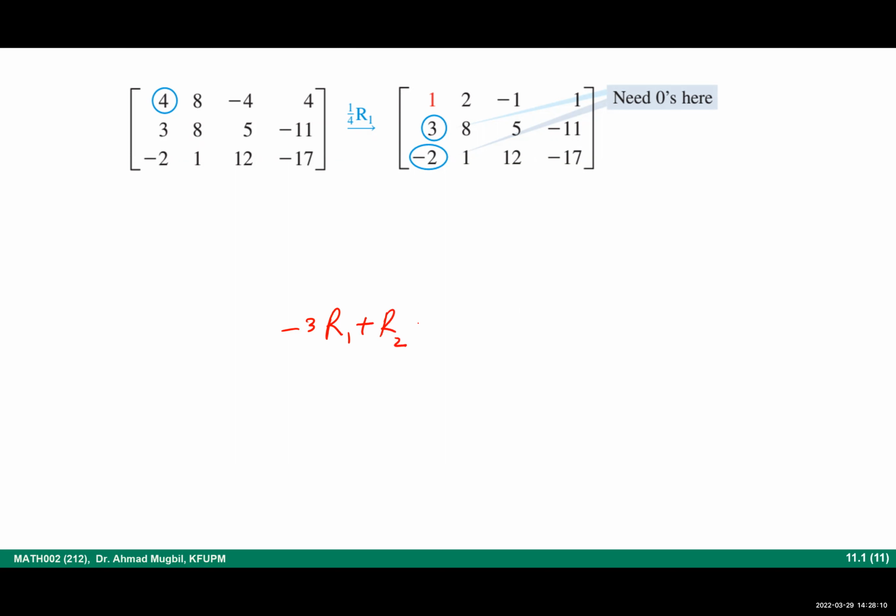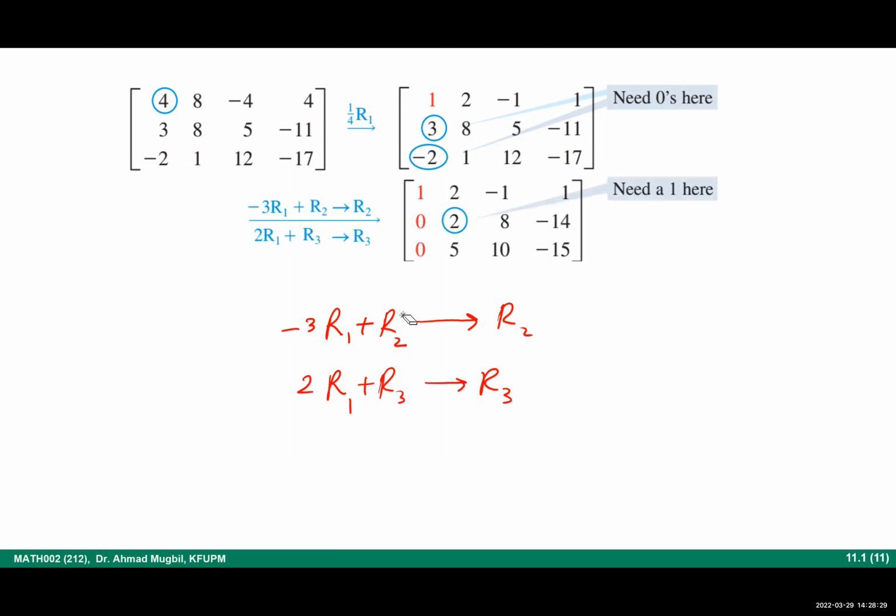The result will be written where? In row number 2. Also, after you finish this, multiply row number 1 by 2 and add the result to row number 3. Again, you can do it mentally, but I advise you to write it above just and then erase it. This is what we will have.